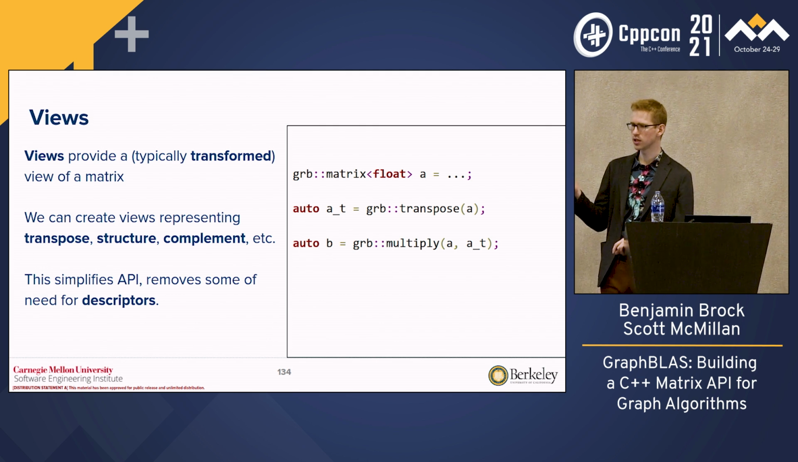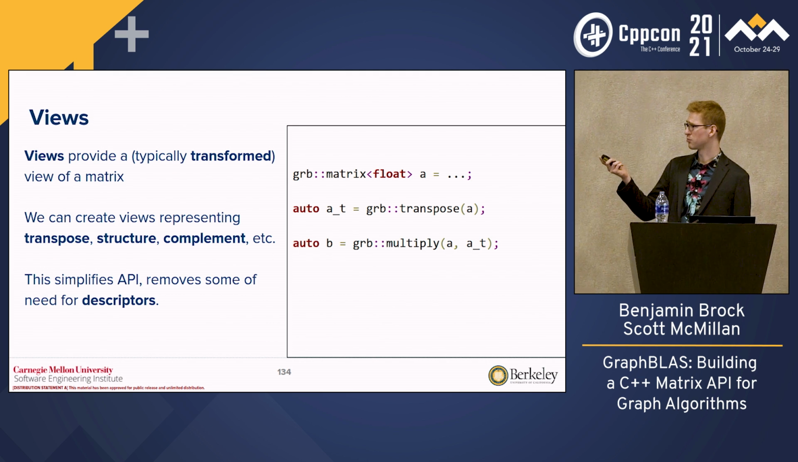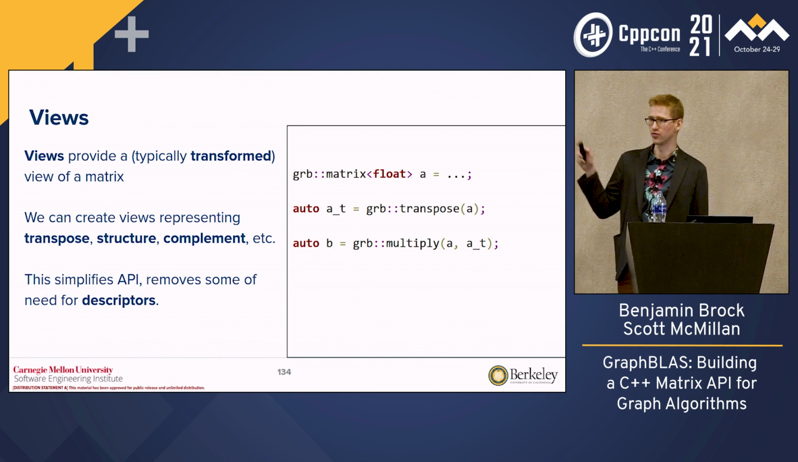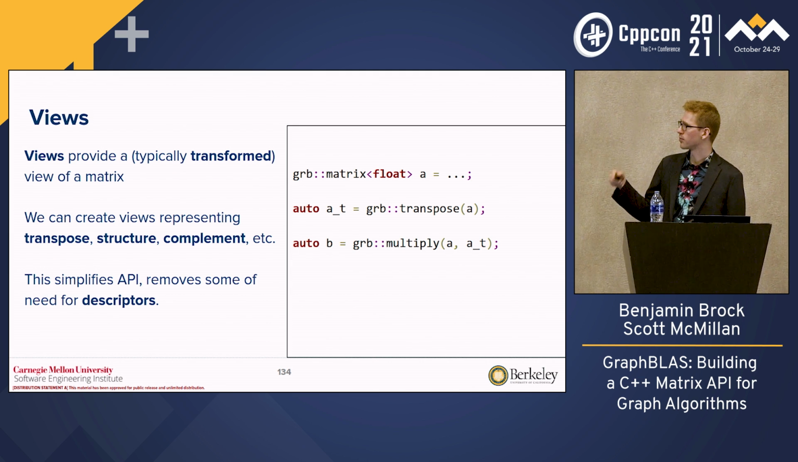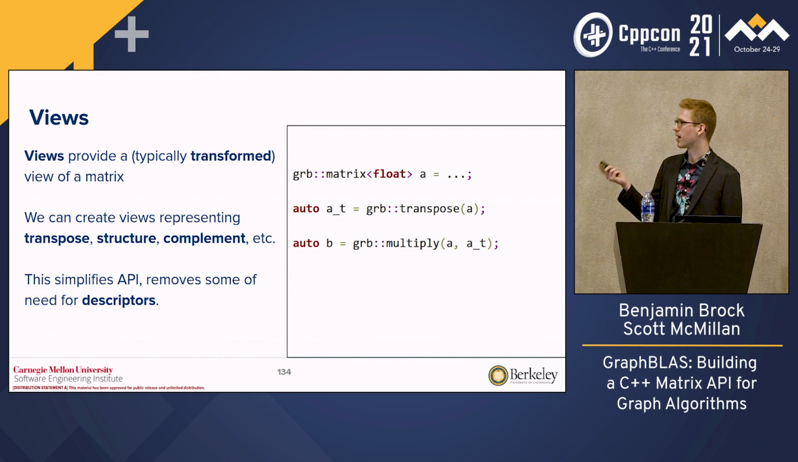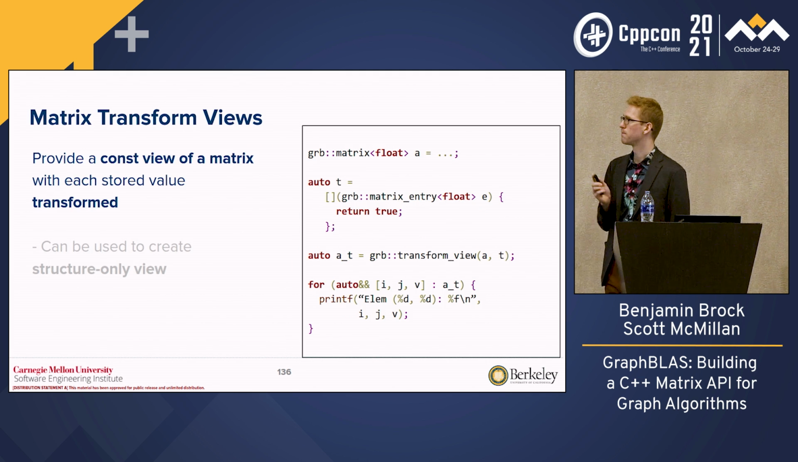You can see here, we're defining a matrix that we get from some place. Then we call transpose to get a transpose view of that matrix. And then we can pass that into a multiply function that will multiply A by its transpose without ever creating the A transpose matrix, without ever materializing it.